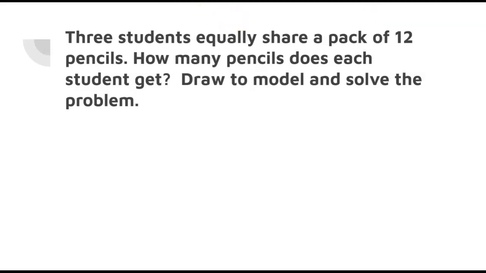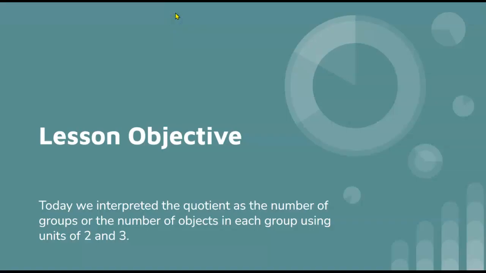All right, let's go ahead and review today's lesson objective. So today we interpreted the quotient as the number of groups or the number of objects in each group using the units of 2 and 3.